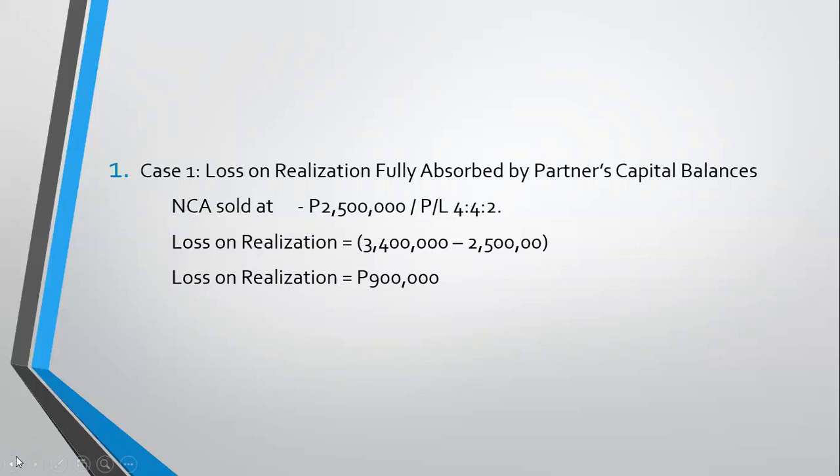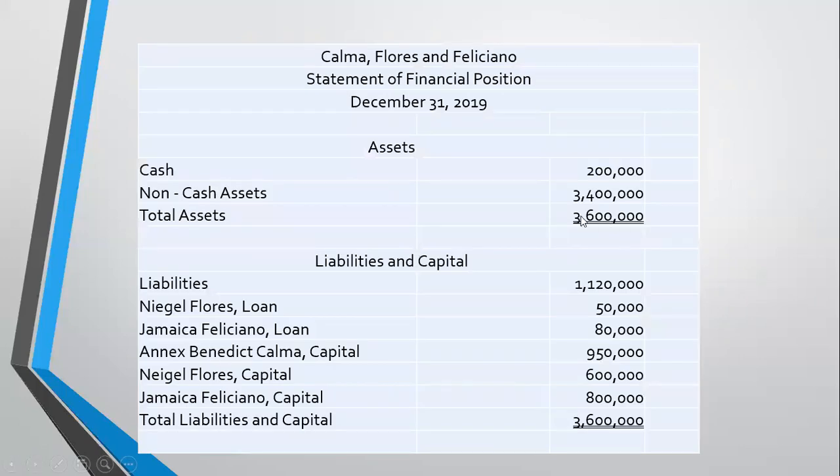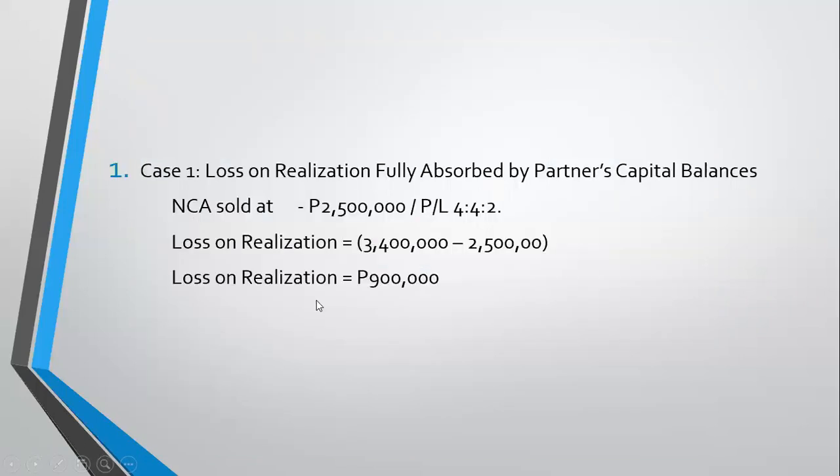Going back with our statement of financial position, as you can see, the non-cash assets is 3.4 million. Kung nabenta natin siya ng 2.5 million, ibig sabihin, meron tayong loss on realization of 900,000. Why? Because the book value of the non-cash asset being sold is mas mataas siya kesa doon sa ating na-realize na cash. We only realized 2.5 million and yet ang ibinenta natin na non-cash asset is 3.4 million. Kaya nagkaroon tayo ng loss on realization of 900,000.